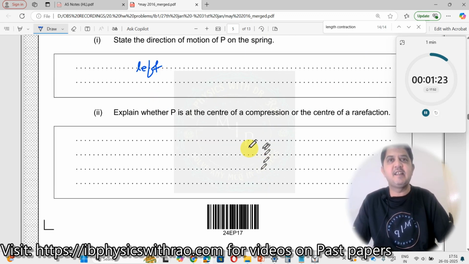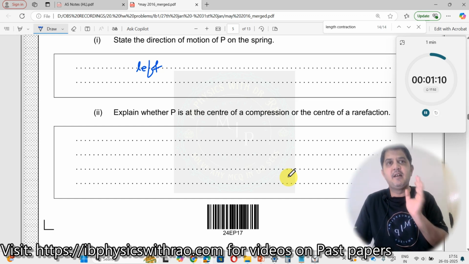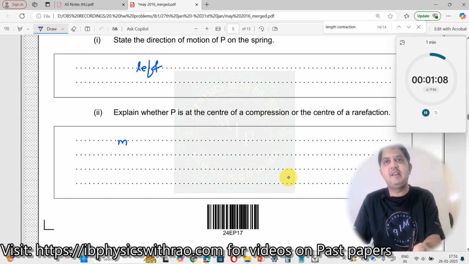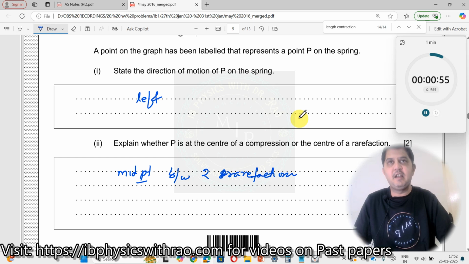Explain whether P is at the center of a compression or at the center of a rarefaction. This question is clearly addressed over here. There is an expansion here, there is an expansion here, and P is here. P is at the midpoint between two different expansions, and an expansion is nothing but a rarefaction. So it is the midpoint between two rarefactions. Rarefaction is what you can say. Okay, so with this we have come to the end of this particular problem.